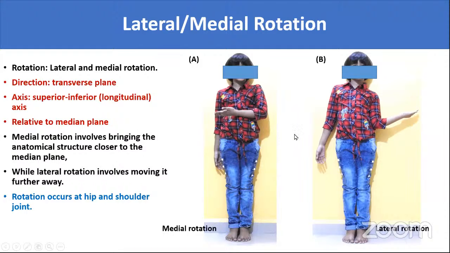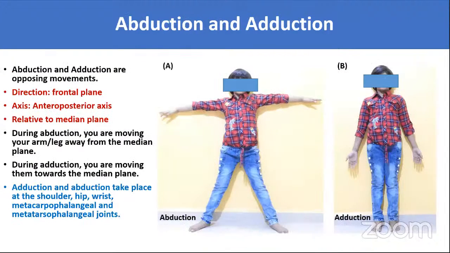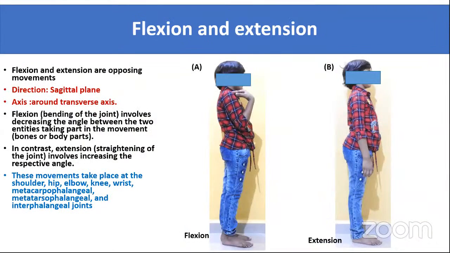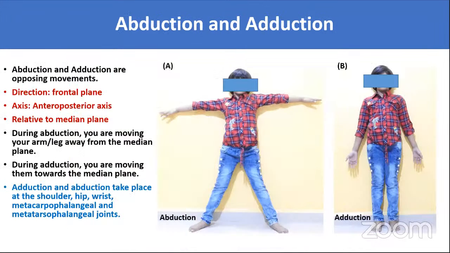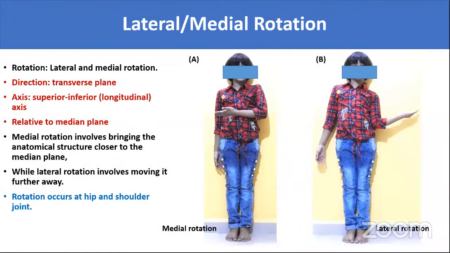Hope you are clear with the three types of movements, three groups of movements. The first one was flexion and extension, where it involved the sagittal plane. Abduction and adduction involved the frontal plane, whereas the rotation involved the transverse plane. So these three groups of movements have involved three types of planes.